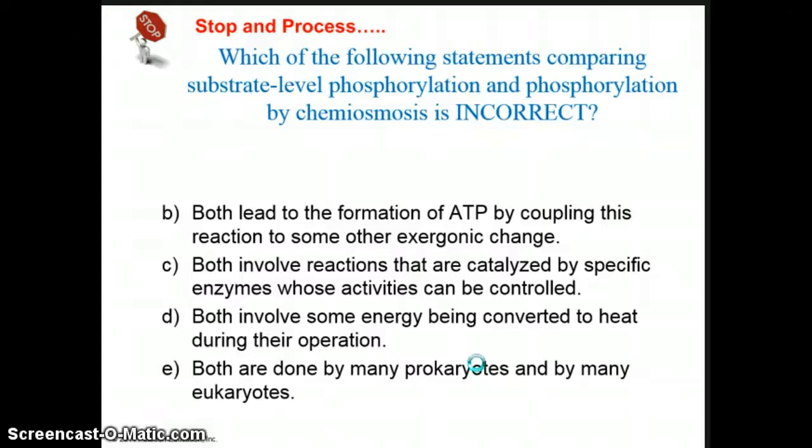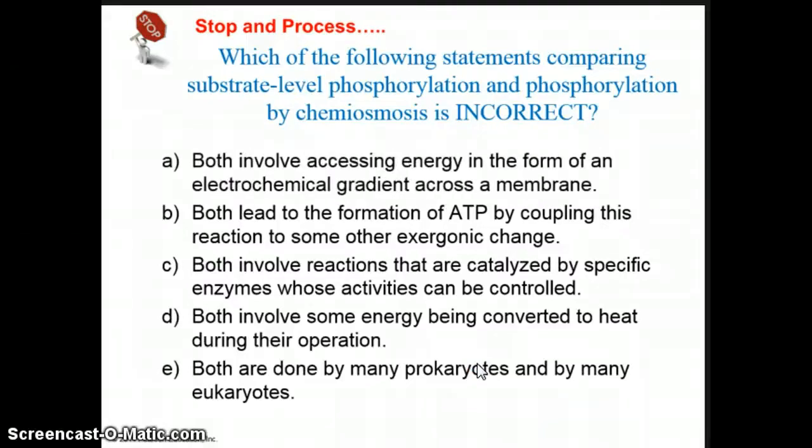And I see we're missing part A. But the correct answer is actually A. So it should not have been absent. So you didn't even have the right answer to choose from.